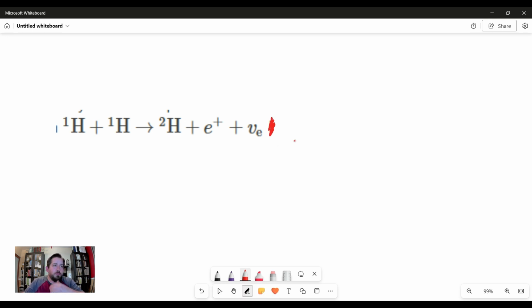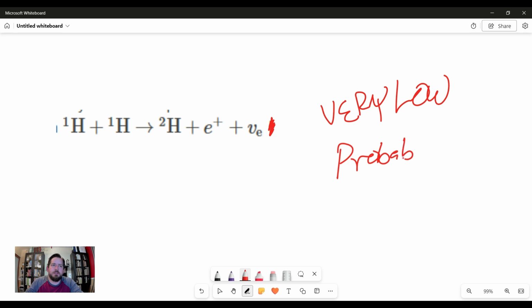This has a very low probability of happening, even in the sun. It doesn't happen very quickly. And so this is the reason that the sun can burn for billions of years without burning out: this reaction doesn't just happen because there's 2 hydrogens bouncing around each other. We still have that quantum tunneling that has to take place. It has a very low probability of occurring.